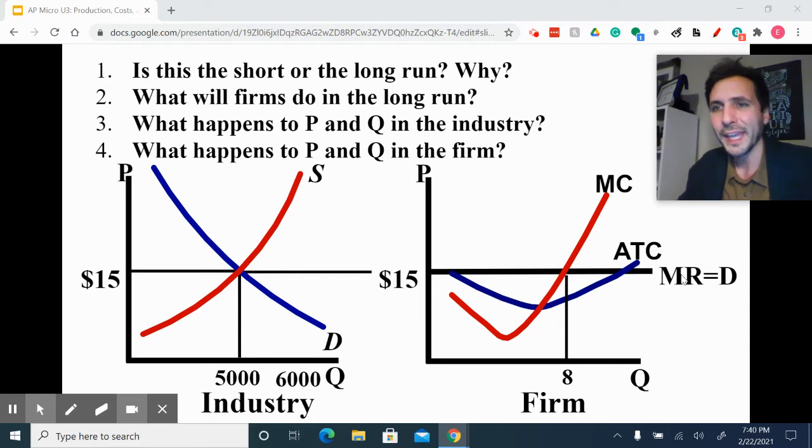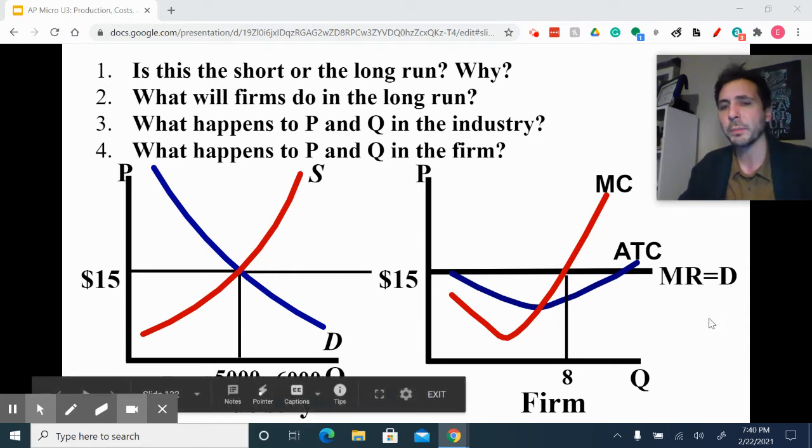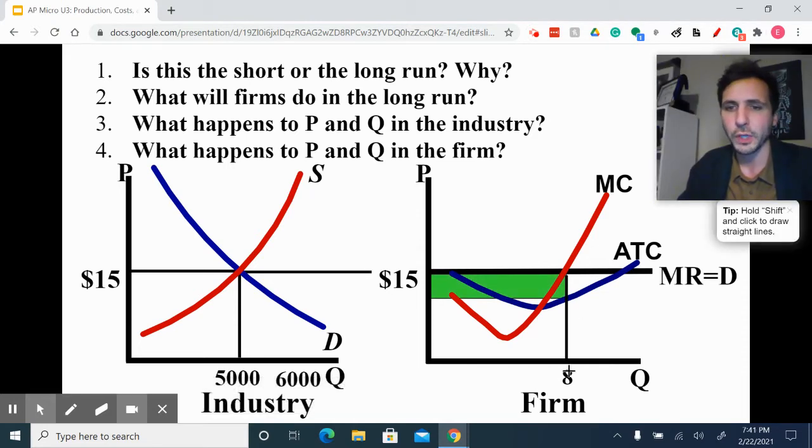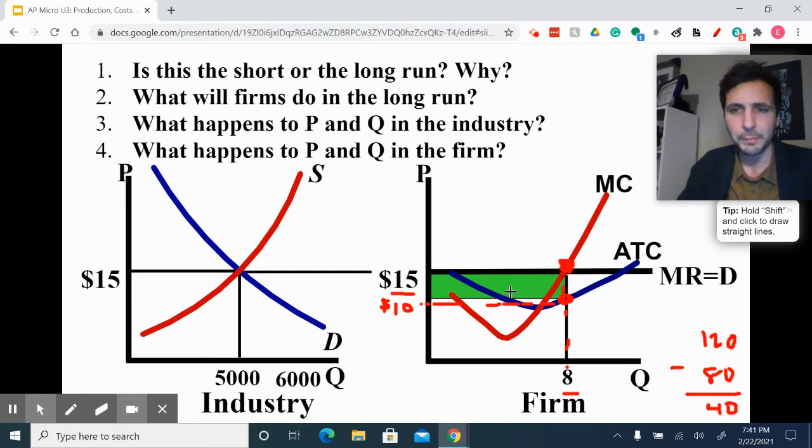Why? Because we currently have a profit. How do I know we have a profit? Well, I know that profit is the difference between MR and average total cost. I find where my equilibrium is, MR equals MC. I dash down, that gives me my quantity of 8. My price is going to be 15, so 15 times 8 is 120, right? But for my cost, I dash up until I hit average total cost. And so my average total cost is going to be something less, like, I don't know, $10. So 10 times 8 is 80, and so I have a profit of $40. That means I have an economic profit.